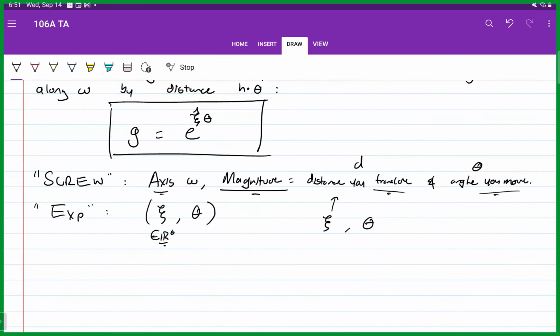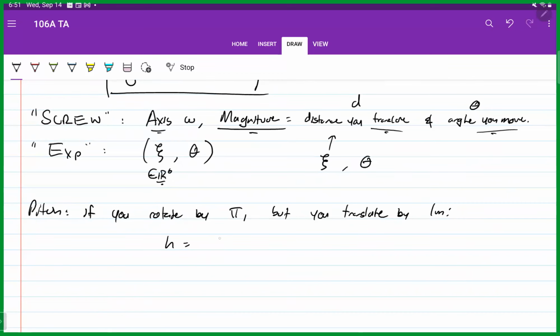Just to clarify for the pitch, if you rotate by pi, but you want to translate by 1 meter, your pitch would be h equals 1 over pi, right? It's just the amount you want to go divided by the amount you want to rotate. I think this is actually the pitch for one of the problems in the homework. It might be 2a or something like that.